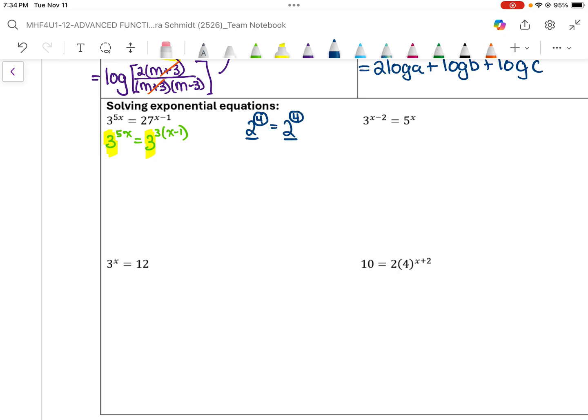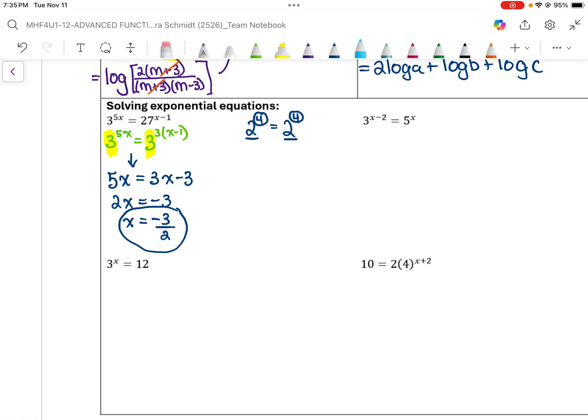So for this question, I can ignore my bases, and now I can just set my exponents equal to each other. I just expanded that bracket. And then I can just solve it like a linear equation. So I can subtract 3x from both sides, making it 2x equals negative 3. Then I can divide both sides by 2, making it negative 3 over 2 as my answer.